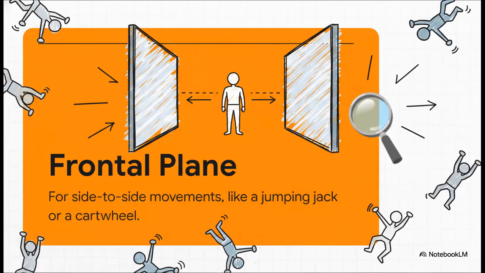Next up is the frontal plane. This one slices the body into a front half and a back half. The best way to picture this is to imagine you're standing between 2 really close walls, one right in front of you and one right behind you. The only way you can move is side to side.